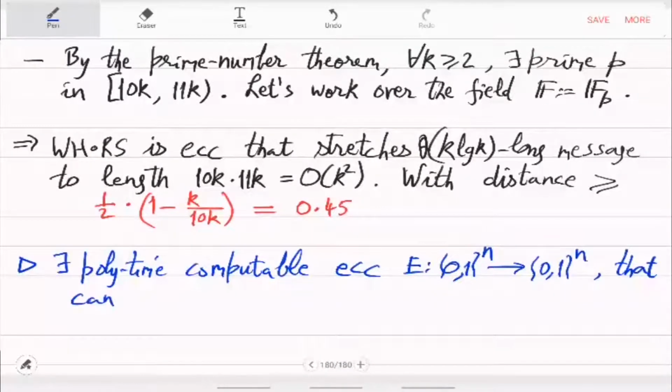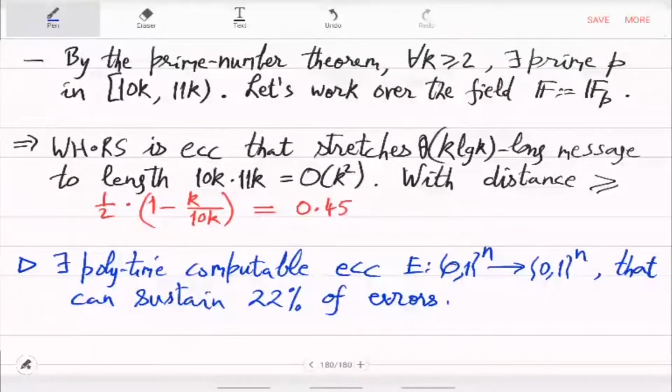That can sustain 22% of errors. So, there is an error correcting code which is polytime computable in the message length. It stretches to around quadratic. In fact, it stretches to less than quadratic because it is stretching k log k to k square, right. It is sub-quadratic stretch. And most importantly, the errors that it can handle is 22%.